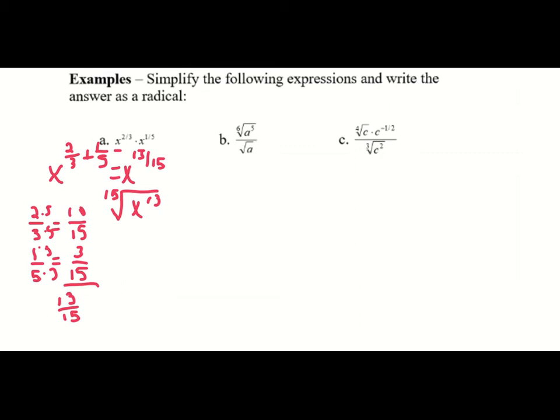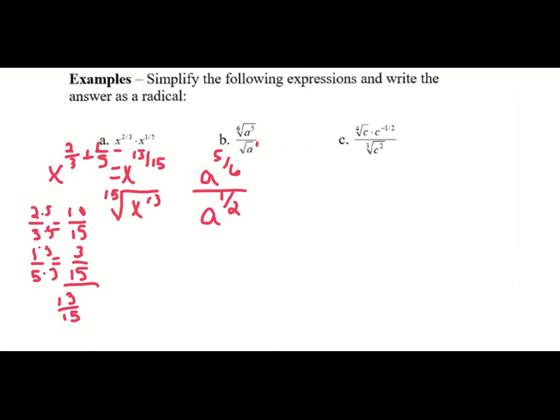Now for B, again, I can't divide radicals unless I have a common index, and this is the 6th root for the numerator and the square root for the denominator, so it won't work. But if I rewrite them as powers, it would be A to the 5/6 power over A to the 1/2 power, because remember, if you don't see a power there, it's 1, and if you don't see an index, it's 2.